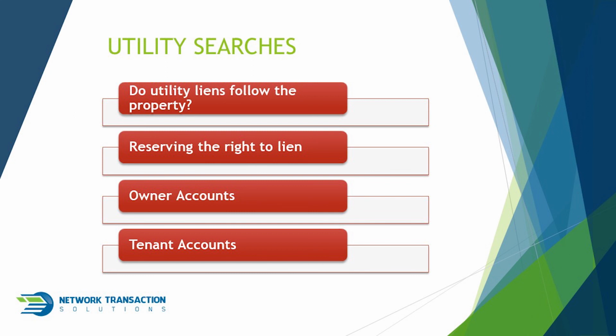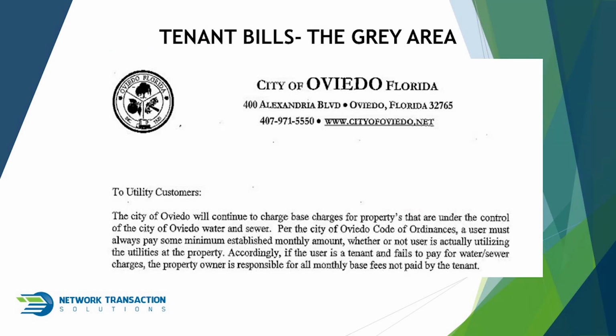What I will say about tenant accounts is there is a gray area. So you'll have a company like City of Oviedo, which is on the next slide. Even if it's a tenant account, they can still hold the owner responsible for any unpaid amounts for water or sewer left unpaid. So just because you may have a property and you know that there's a tenant on it, be aware that certain companies can still hold the owner responsible for those bills. So like I said, if you're ever unsure if this account is going to follow the property or follow the account holder, let us know and we can provide that information to you.